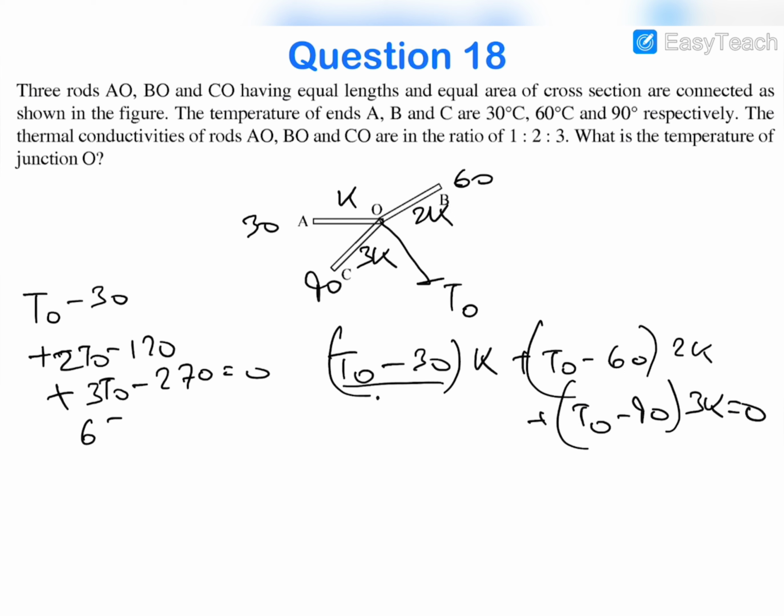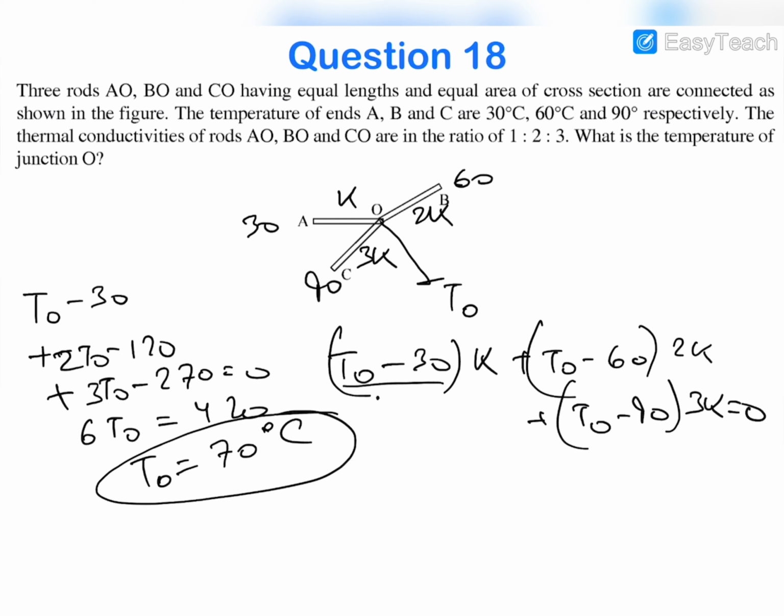This is 6TO and it is equal to 420. You can see 30 plus 270 is 300, and 120 plus 300 is 420. So 420 by 6 is 70 degrees Celsius. So the temperature of the junction is 70 degrees Celsius. This is the correct answer. Thank you.